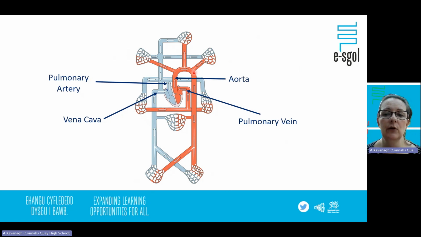So this idea of a double circulatory system refers to this, that we've got some blood that is going around our body in one system, and then we've got the deoxygenated blood that is coming back to the heart and going to the lungs, and then that is coming back into the heart. So we've got two parts to our circulatory system.